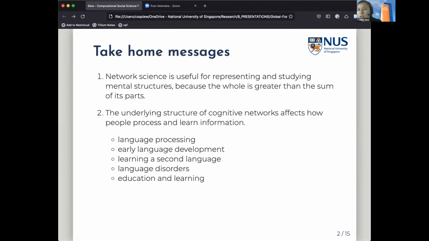And then the second point is to motivate why we want to use network analysis to look at cognitive and language networks. And the reason is that the underlying structure of these cognitive networks affects how people make use of information. So if you're trying to study how people process information or learn language without any consideration of the structure, the representation, I think you're missing out on a big part, right? And I'll go through the second point very quickly, 5 different areas in which language networks have been used.